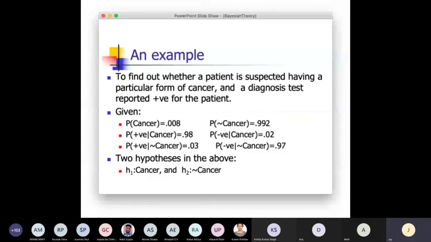Any idea? Probability that he has cancer. Probability of cancer given test. Can you be very precise? Probability that he has cancer means H1. So how does the data play a role there? If I say probability of H1, we know the probability of cancer is 0.008. So positive given cancer and positive given not cancer. So probability of cancer given positive.